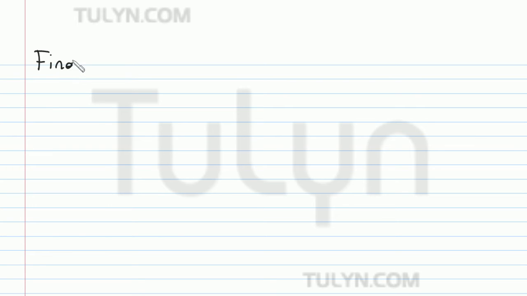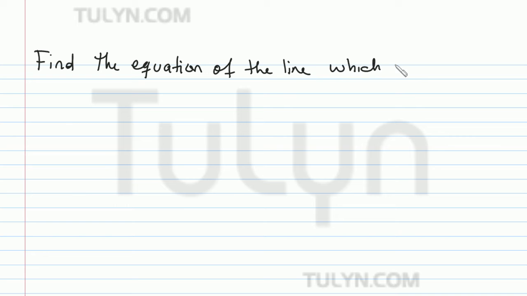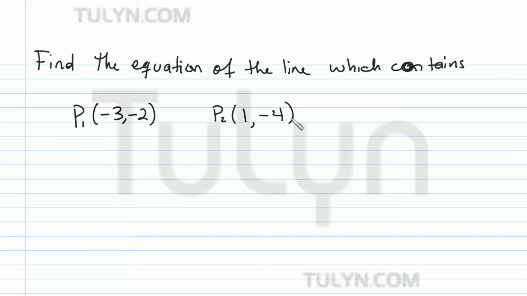Find the equation of the line which contains two points. Point 1 is at (-3, -2) and point 2 is at (1, -2). So we have two points, and with two points we can find the slope.